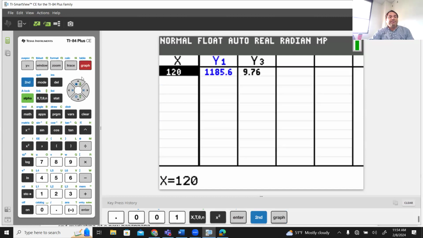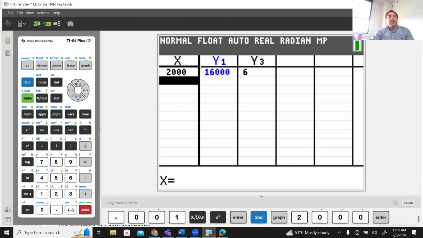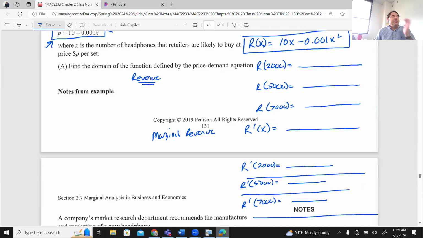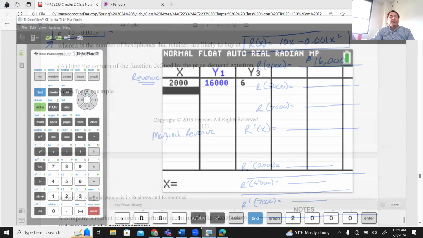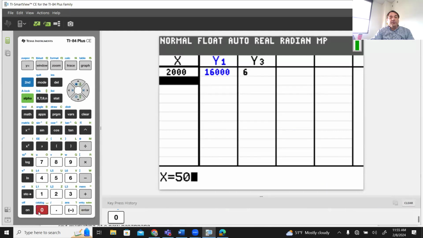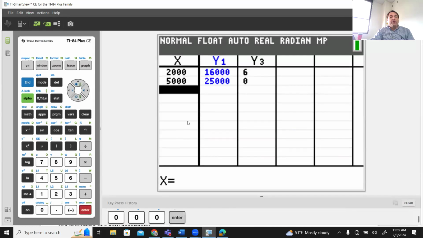So if you go to the table, plug in 2,000. Again, everything has meaning. 2,000 is 2,000 what? Headphones. So at 2,000 headphones, what's 16,000? Total revenue. If you sell 2,000 headphones, you will have a revenue of 16,000. Good so far? Now, if you sell 5,000 headphones, you'll have a revenue of what?